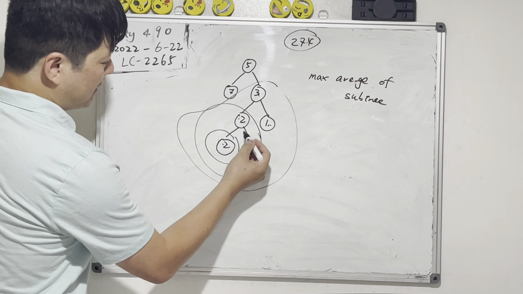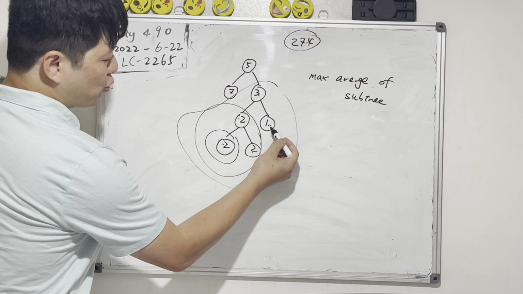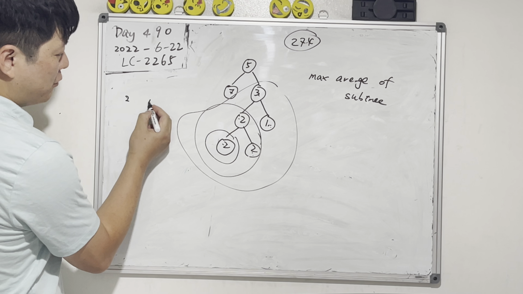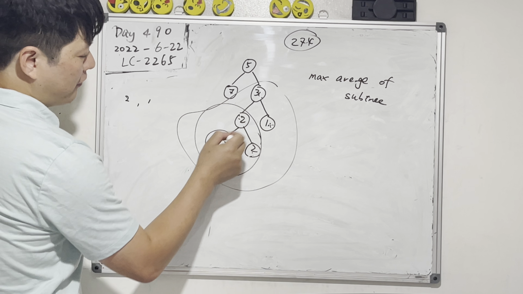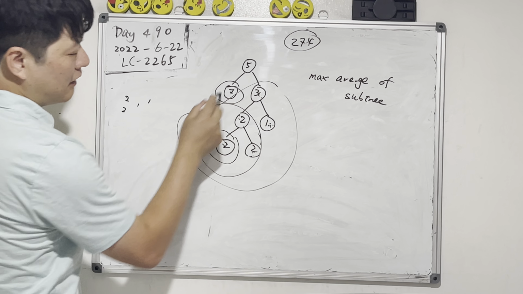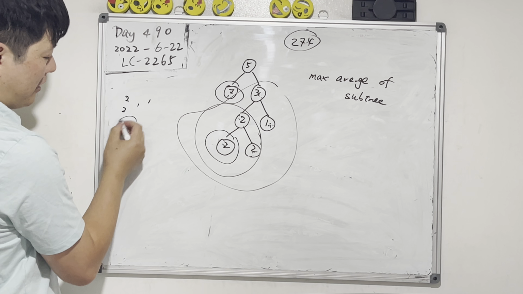What's this? This is 2 obviously. This is 1. Yeah, we have average 2, 1. And what's the average of these? 10 divided by 1, 2, 3, 4, 5. Also 2. Right? Average. This is 7. Okay, we got a winner.